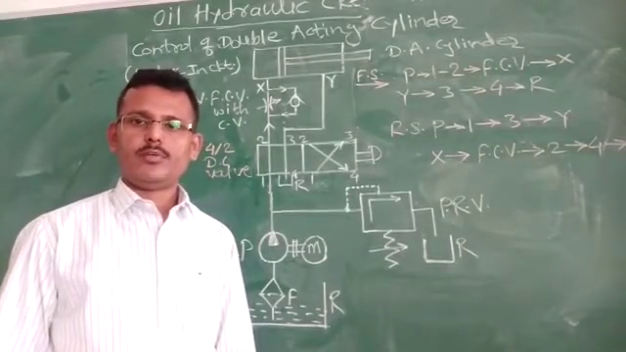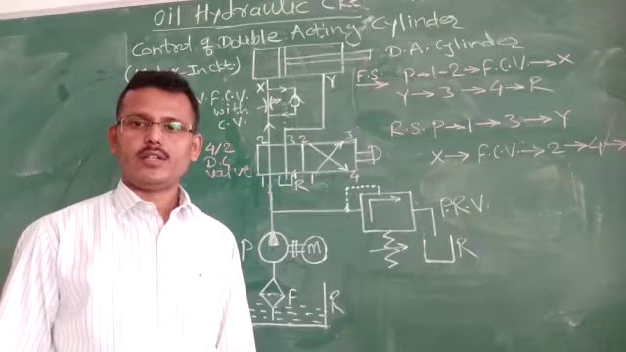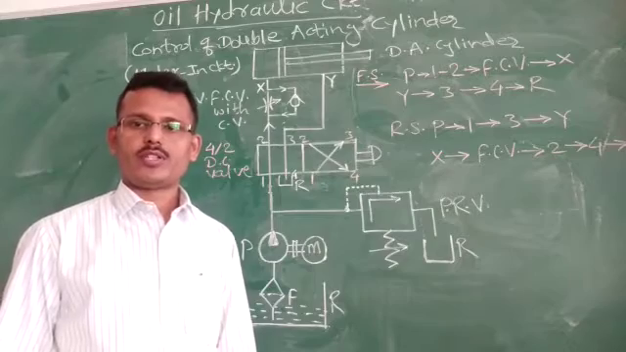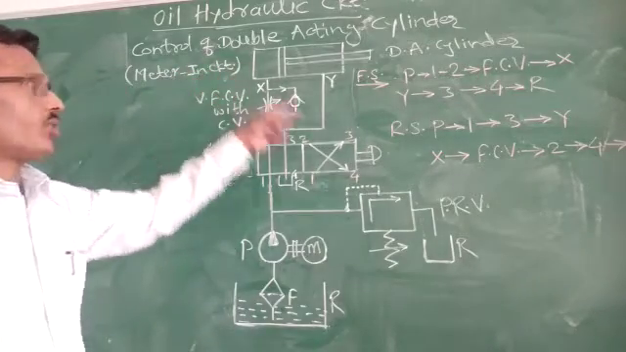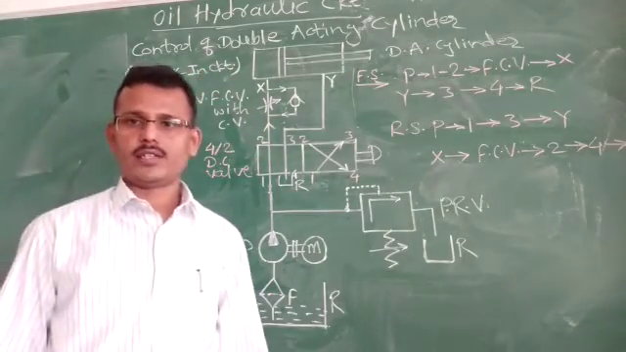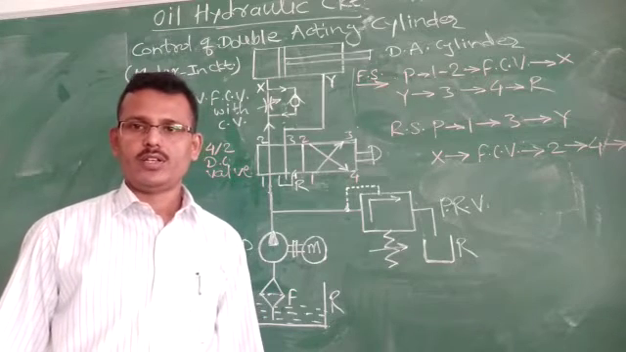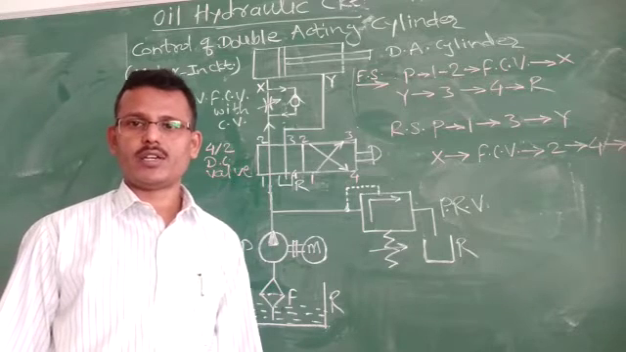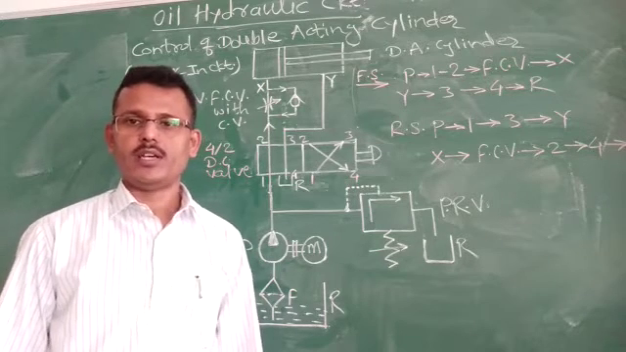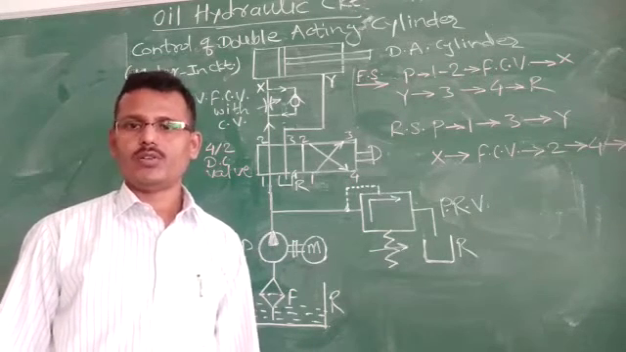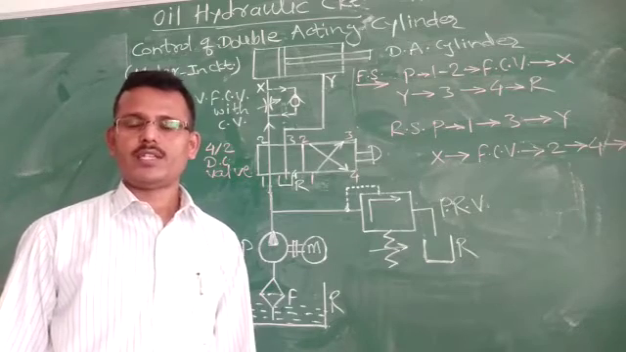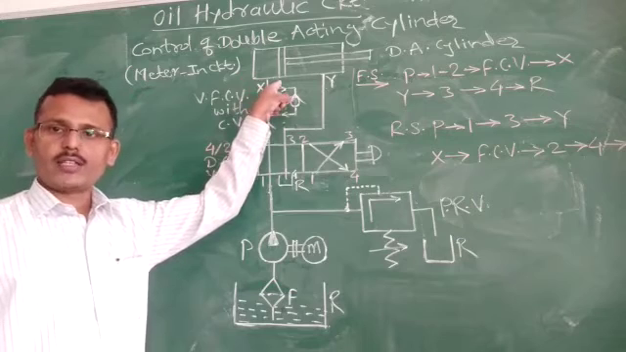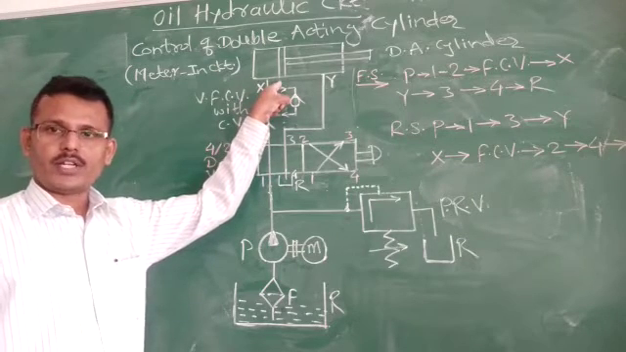This is the third video of oil hydraulic circuit. So in this video today we are going to discuss control of a double acting cylinder, that is the meter-in hydraulic circuit. So first of all, why is this circuit called a metering circuit? What is the meaning of metering circuit? Meter is to control the flow of the oil when it is admitted inside the cylinder or actuator. That's why this circuit is called a metering circuit.